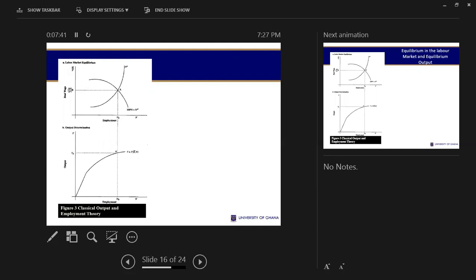Then you extend this to the output market. So this is your production function. In the output market, you just put your N into the production function, then you get your equilibrium Y. Please know how to draw this, because you will need it.